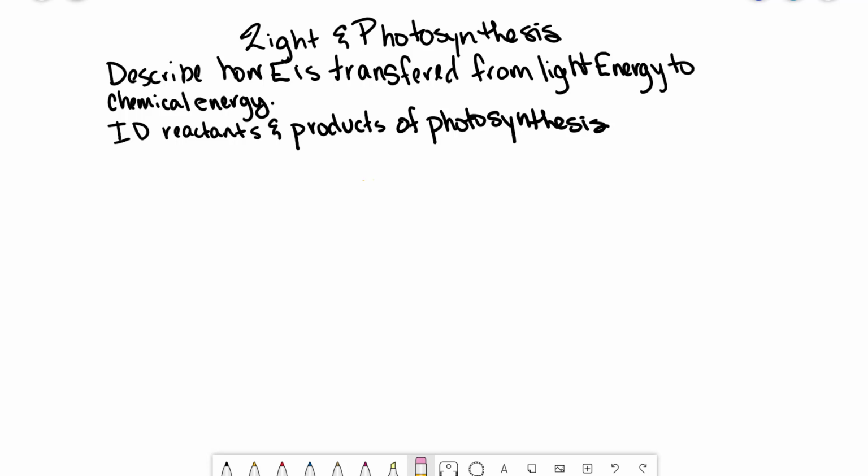All right, so today we are going to start talking about photosynthesis, and we're going to begin with light. Our objectives for these photosynthesis lessons are to describe how energy is transferred from light energy to chemical energy, and to be able to identify reactants and products of photosynthesis.